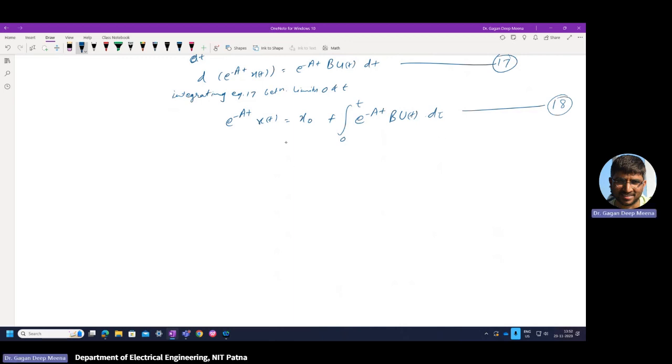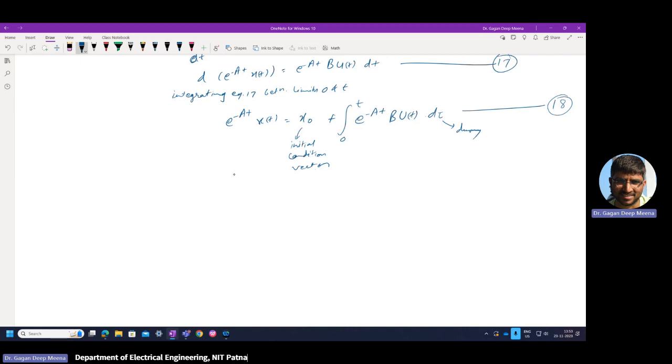Okay. So here your x0 is nothing but the initial condition vector. Initial condition vector. Okay. And that's your integral constant also. And your tau is nothing but a dummy variable substituted for t. Okay, so that's the dummy variable substituted for t.